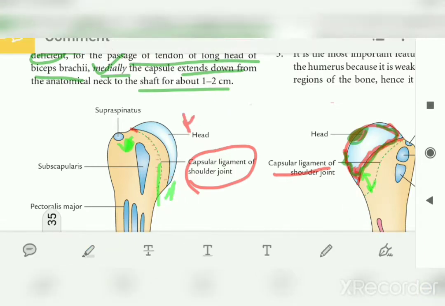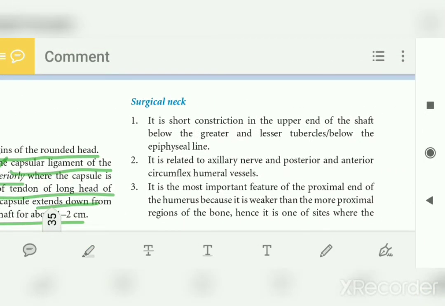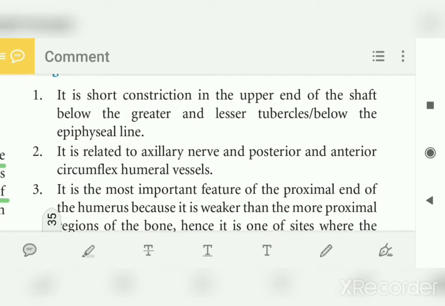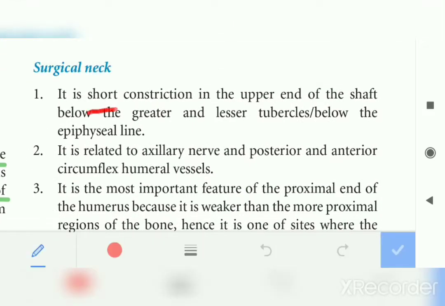Okay. Then come to the surgical neck. It is another short constricted part in the upper end of the shaft below the greater and lesser tubercle, or below the fascial line. We can say it is a short constricted part in the upper end below the greater and lesser tubercle.